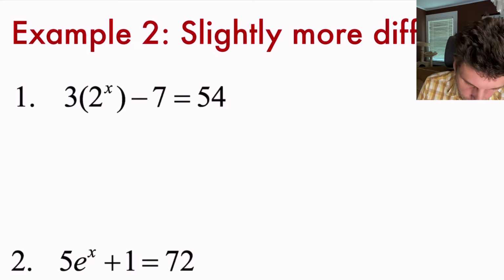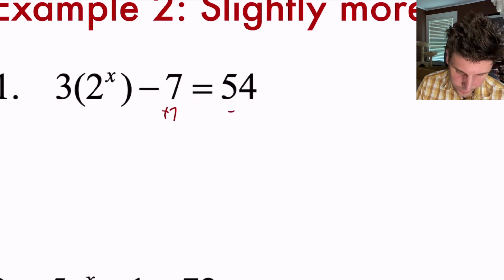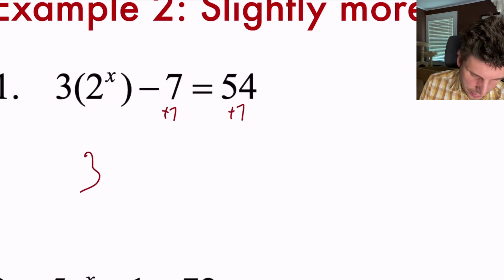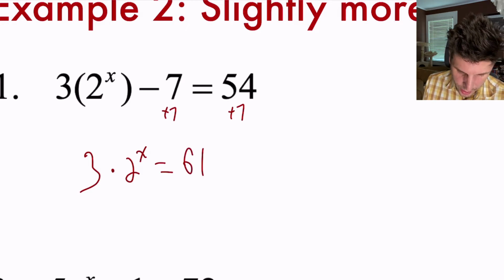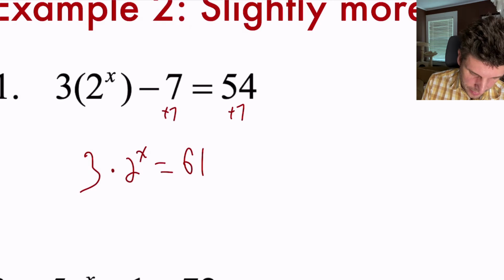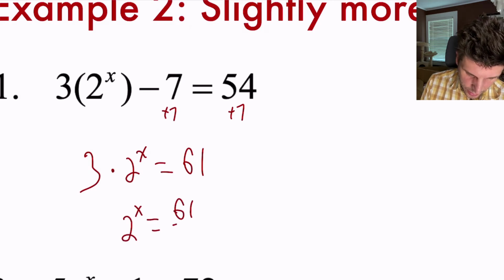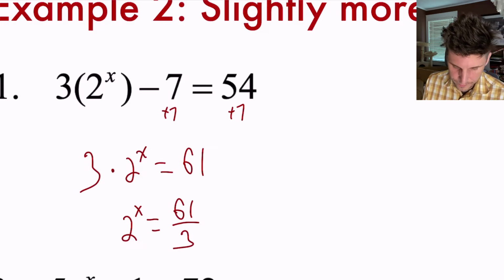All right, so the first thing we're going to do is add that 7 to both sides. So 7, and we have 3 times 2 to the x equals, and that's going to be 61. Then we divide both sides by 3. So now we have 2 to the x equals 61 over 3.